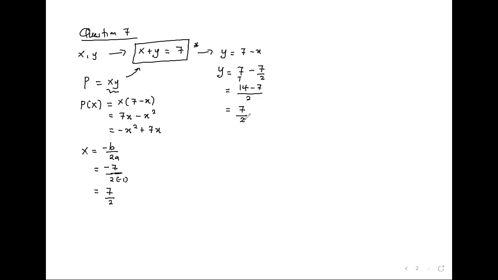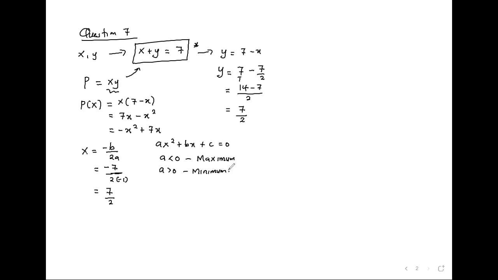Well, we have no doubt that this is going to give us the largest, because remember in the quadratics, this is ax squared plus bx plus c is equal to 0. And we say if a is less than 0, then we obtain maximum. If a is greater than 0, then we obtain minimum.